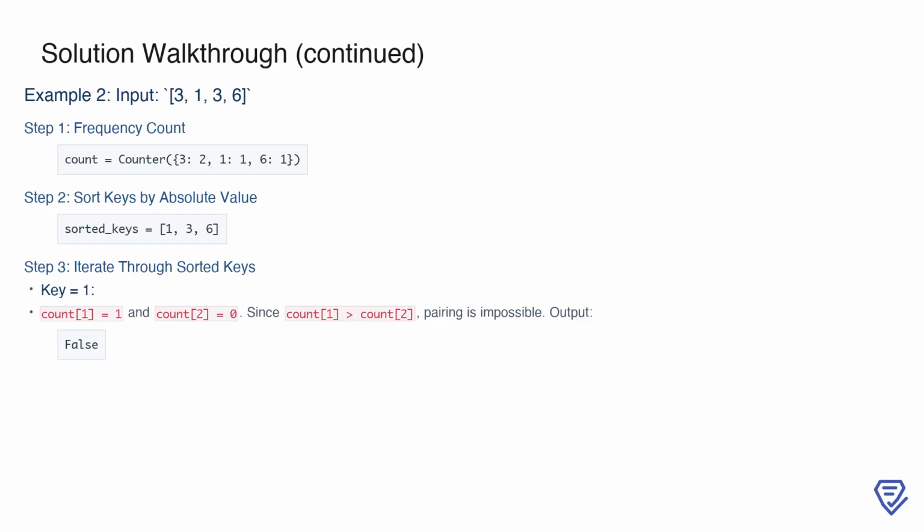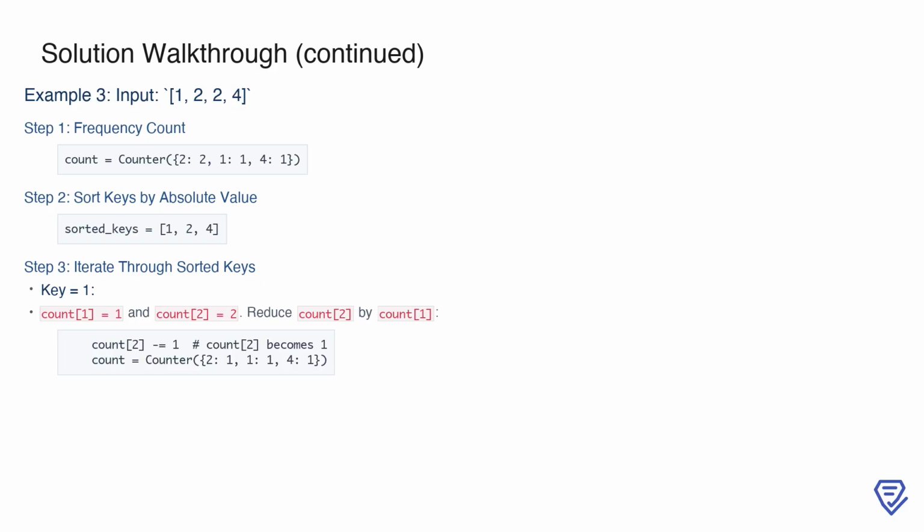Next, we begin iterating through these sorted keys. Starting with the key 1, we observe that count[1] equals 1, but count[2] equals 0. Since count[1] is greater than count[2], it is impossible to find a valid pair for 1. Therefore, we immediately conclude that pairing is not possible, and the output is false.